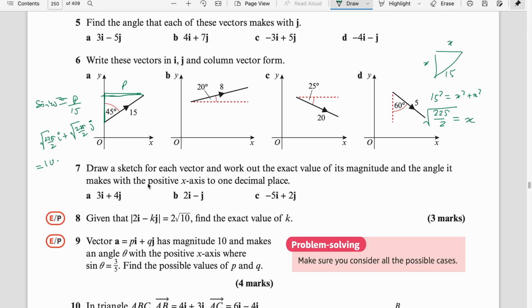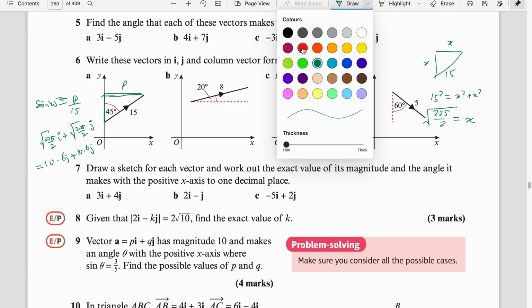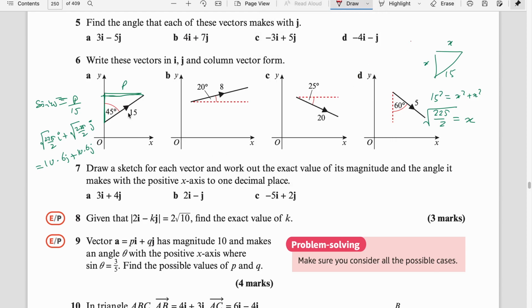In this case, yes, they are, because it is isosceles triangle. 45, 90, 45. This is isosceles triangle. So they are exactly same.